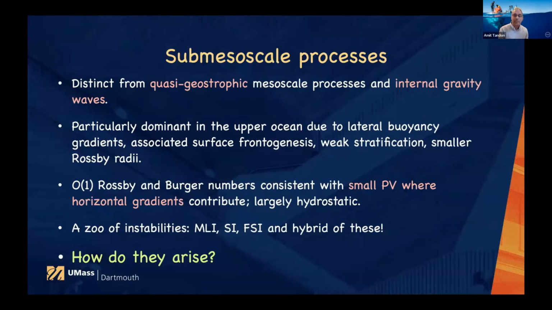So again, we are breaking the constraint of strong stratification at these scales, and they typically have smaller Rossby radii. The Burger numbers are still order 1. The Rossby numbers are order 1. They can still be largely hydrostatic though. And these processes, as I will show you in the rest of the talk, lead to a zoo of instabilities. So there are mixed layer instabilities, which are more like baroclinic instability, but at a different scale. Symmetric instabilities, forced symmetric instabilities, a hybrid of these instabilities. And there are also other animals in the zoo like the anticyclonic ageostrophic instability, and so on.